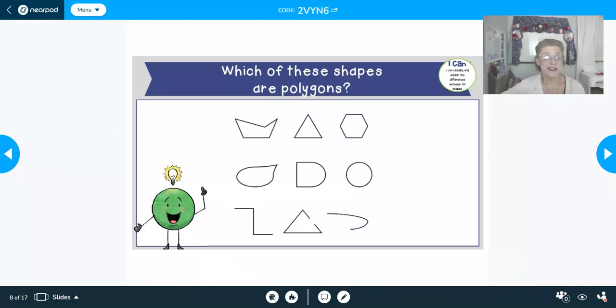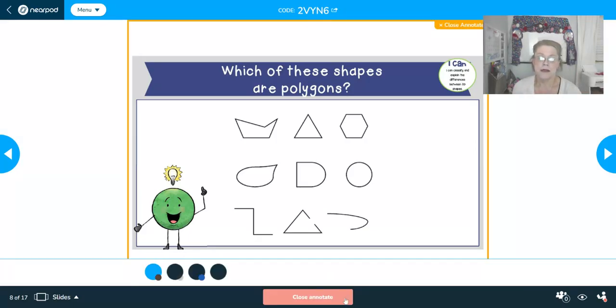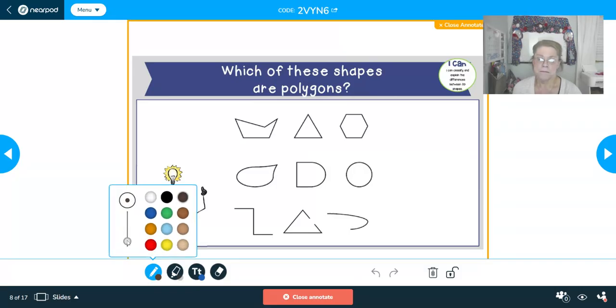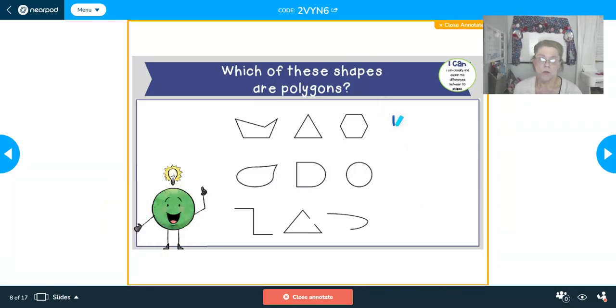Which of these 3 sets of shapes would be considered a polygon? If we were looking at all 3 sets of shapes, which of these 3 sets would be considered polygons? Now that we see all 3 sets kept together, which set would be considered a polygon? Would it be set 1, set 2, or set 3?